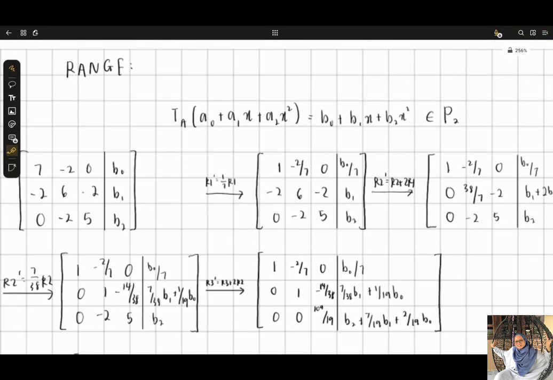For the range, as we learned in the lecture, the range is a set of polynomials in W, which is P2, that are images under the transformation TA from V of at least one polynomial. So first, we need to assume that a vector of polynomial P2, which is A, undergoes transformation TA and maps to a vector of polynomial B, which is also in P2.